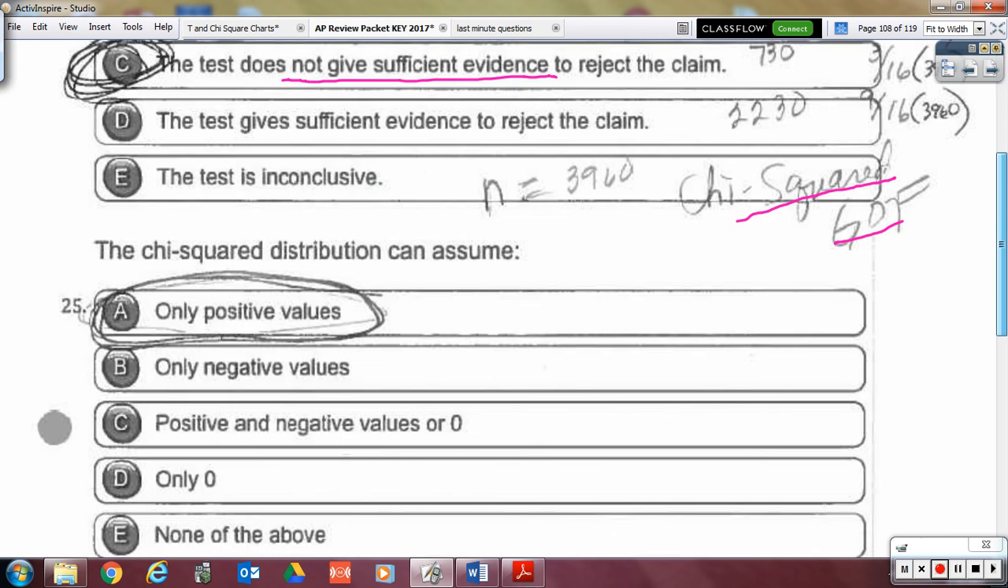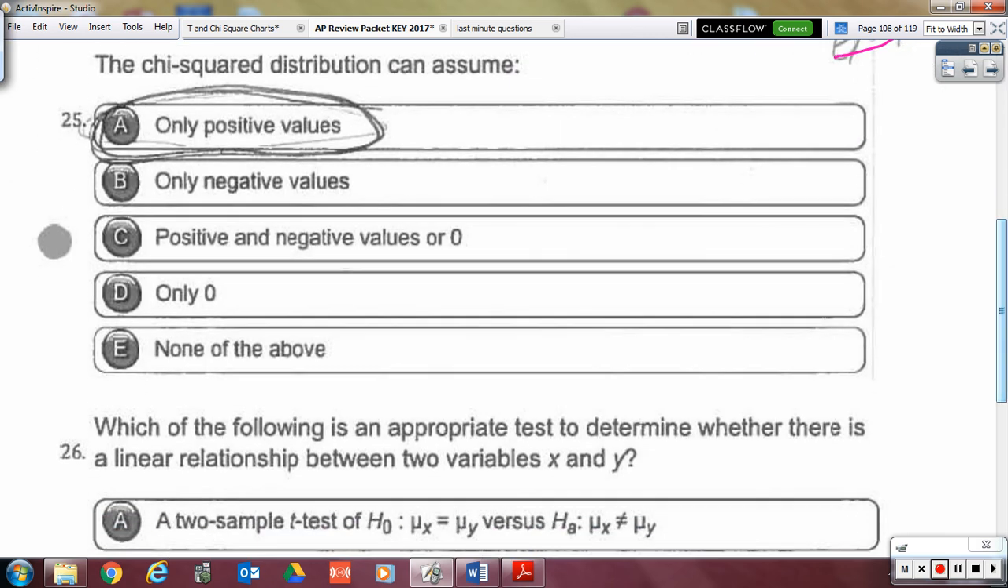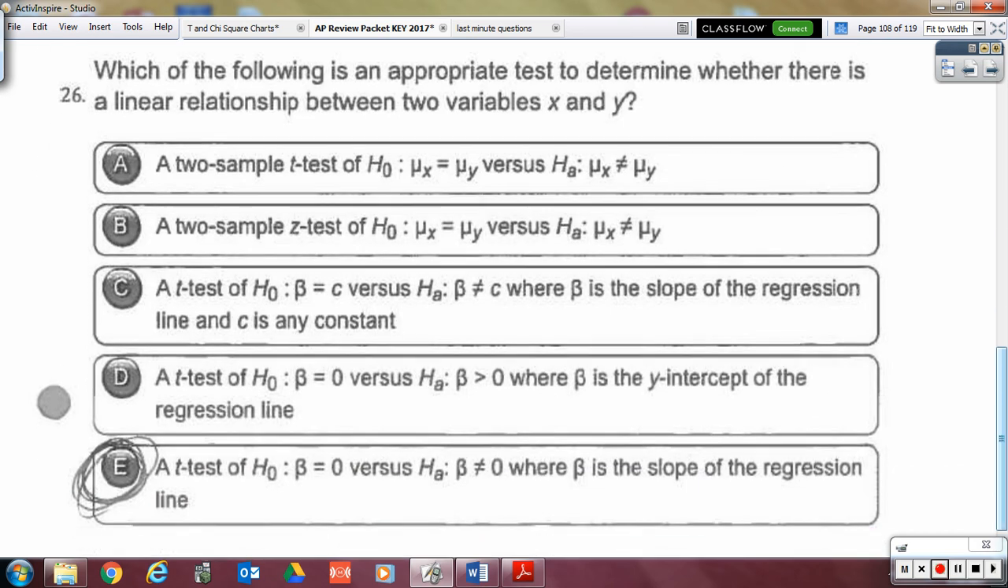All right, almost done. 25. Chi-squareds have to always have positive values. And then this last one, our linear relationship between two variables, that's bivariate data. You're looking for the linear relationship between those two variables. That is part E. Okay, very good.